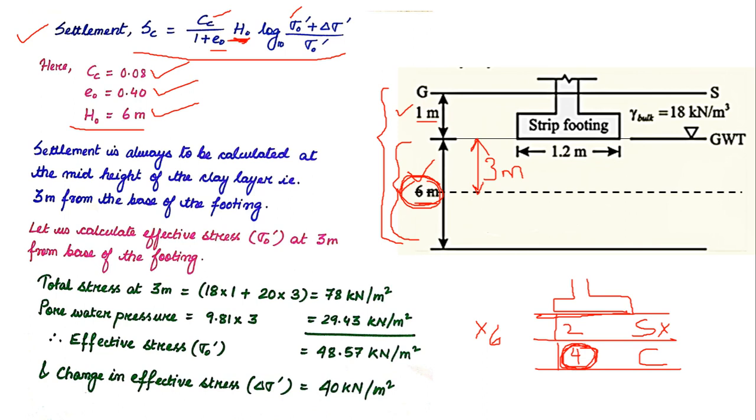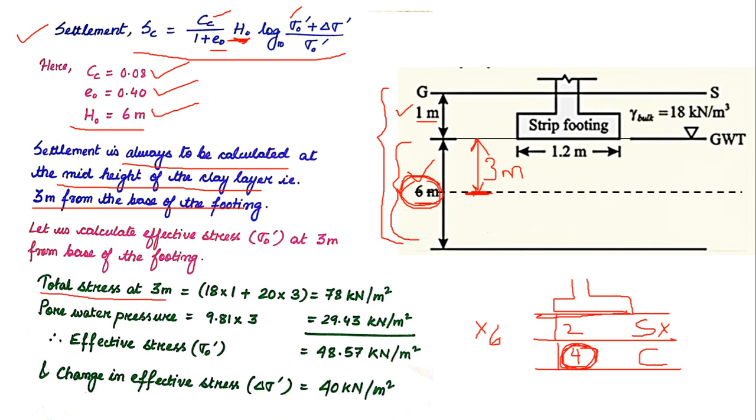So since I am calculating at a height of 3 meters, I need to know the effective stress at this height. That is what I have written here: settlement is always to be calculated at mid height of the clay layer. In this case it will be 3 meters from the base of the footing. So how to calculate effective stress? From module 2 you know that effective stress is the difference between total stress and pore water pressure. So let us first see the total stress at 3 meters depth from the base of the footing.